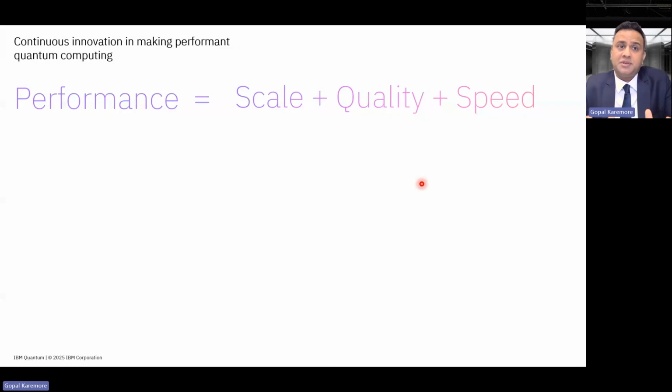And of course, continuous innovation is important for making performant computing. And what do we mean by performant computing? That we have some metrics, a benchmark, by which we actually evaluate the performance of a quantum computer. For example, scale: how many qubits we can support, because that will define how large a quantum state you can represent, right? Quality, for example, the coherence time, gate fidelity, or measurement accuracy, right? Speed, like CLOPS, circuit layer operations per second, because that is very important for real practical application of quantum computers, right? Like how fast you can run your quantum circuits on quantum hardware.